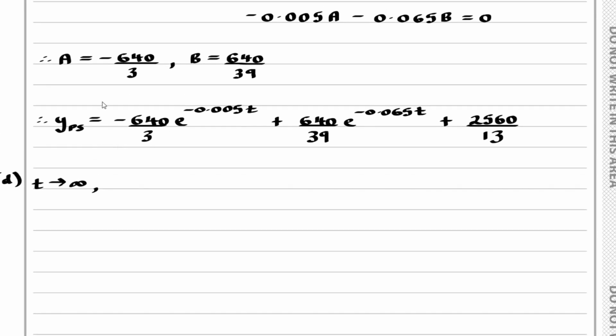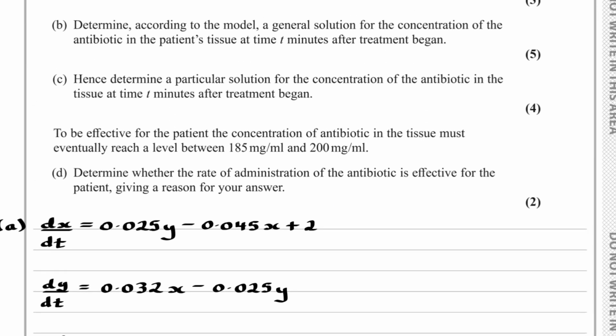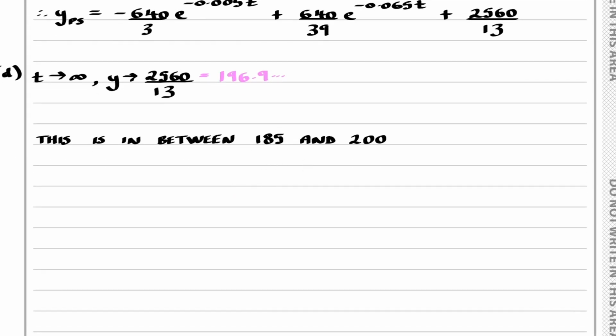When t tends towards infinity, this term tends towards 0, this term tends towards 0, so we are left with y tending towards 2560 over 13. And 2560 over 13 is 196.9, etc. And you'd find that is in between the 185 and the 200. So because this is in between 185 and 200, we can therefore say that the method of administration is effective.